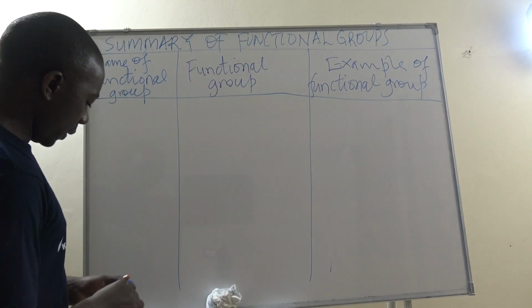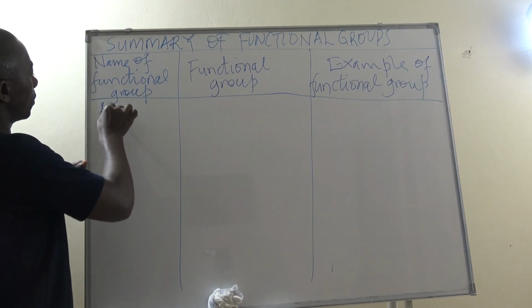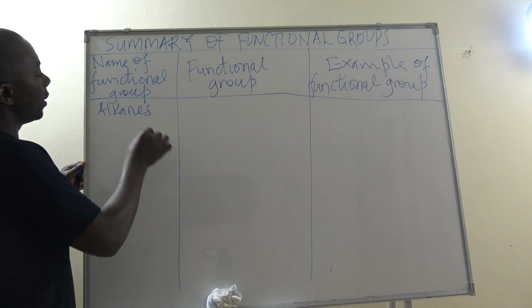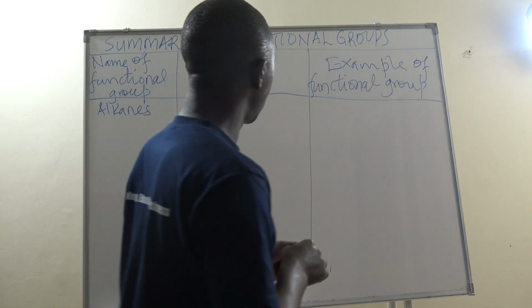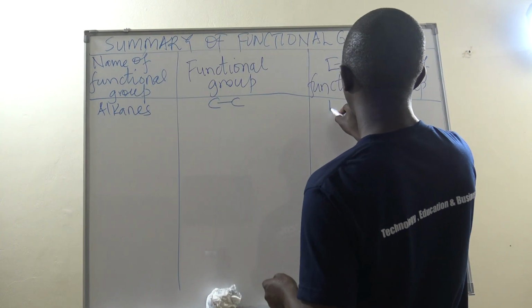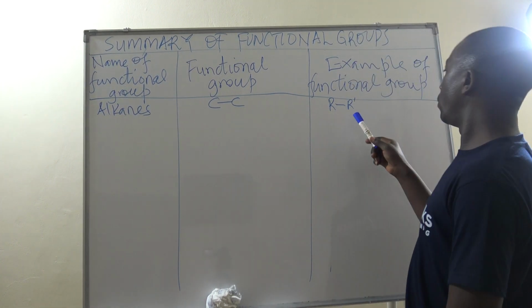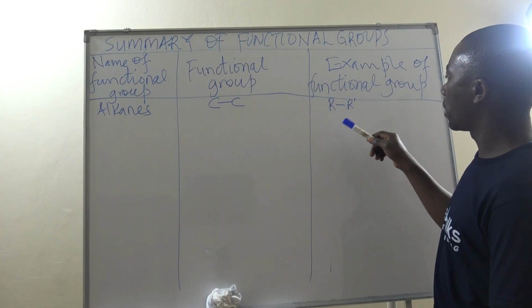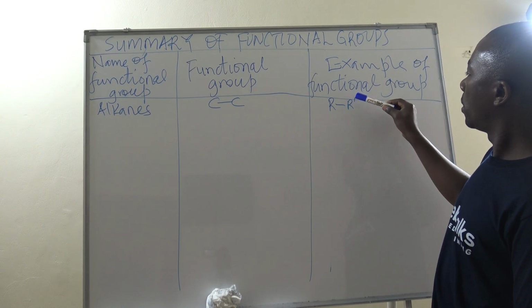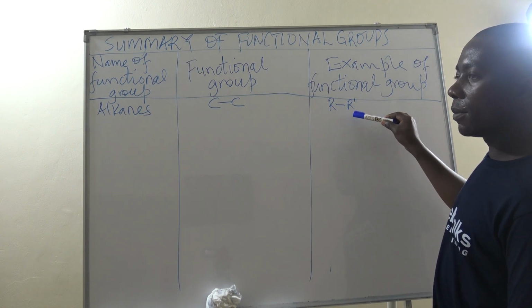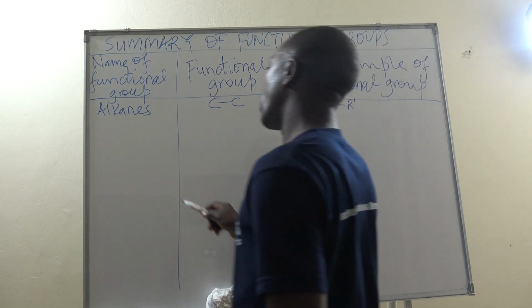Of course, in organic chemistry, the first functional group we know is alkanes. The functional group of alkanes is a carbon-to-carbon single bond, and an example is R-R. This R could be an alkyl group or aryl. I'm putting this dash here to simply mean that the two groups could be the same or different, so that should not confuse my followers.